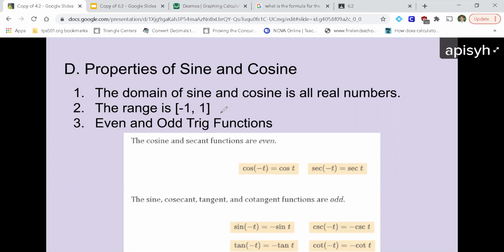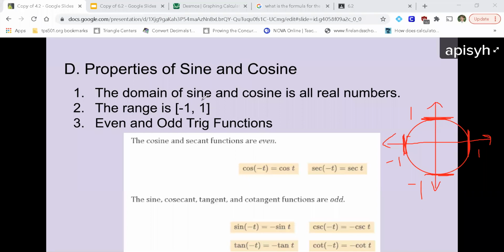Their range is -1 to 1, which should make sense. If you look at the unit circle, the sine of an angle gives you the y value, and the largest y value you could ever get is 1. The lowest y value you could ever get is -1. The cosine of an angle gives you the x value, and again, the lowest x value you could get is -1, and the largest x value you could ever get is +1. So that's why their range is between -1 to 1.